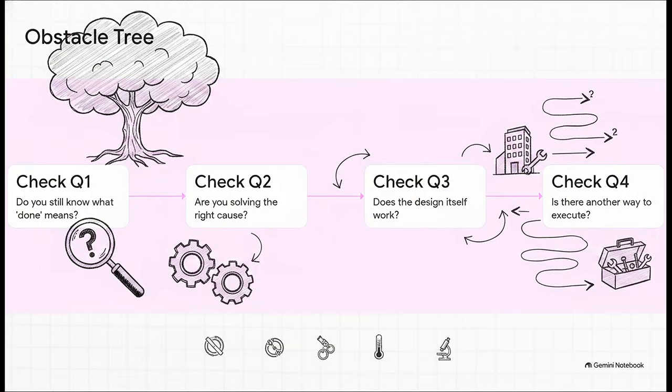So when implementation inevitably stalls out, don't just push harder. Instead, use this 4-question obstacle decision tree to systematically step backward through the map. Ask yourself, do we still know what done means? If no, well, you're back in Q1. Are we solving the right cause? If no, back to Q2 you go. Does the design actually work? If no, you guessed it, back to Q3. You have to treat obstacles as diagnostic tools, not just as execution failures.